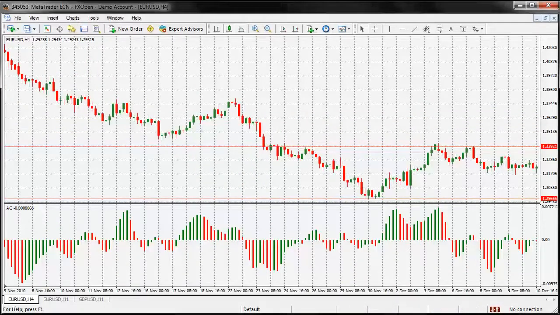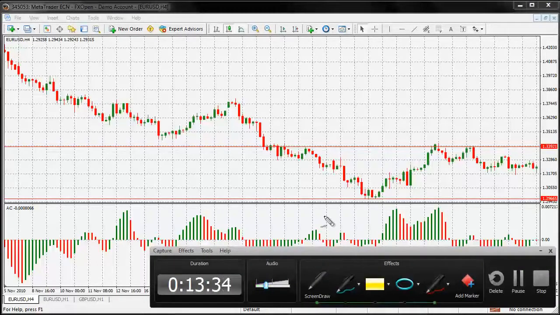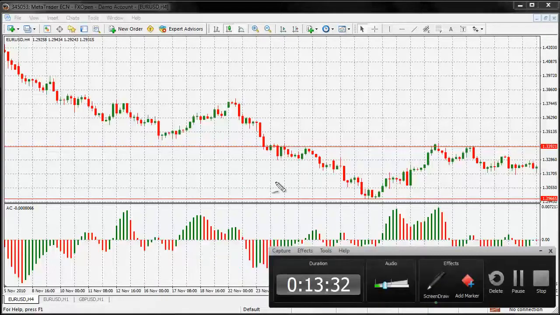Now if I just get my screen drawer pen out for a moment, let's just show you how it is that we go about doing that. Okay, so we got in on this bar here, and we go long on this candle right there. The next thing we need to do is we need to get our support and resistance lines out to find and work out where our target's going to be.